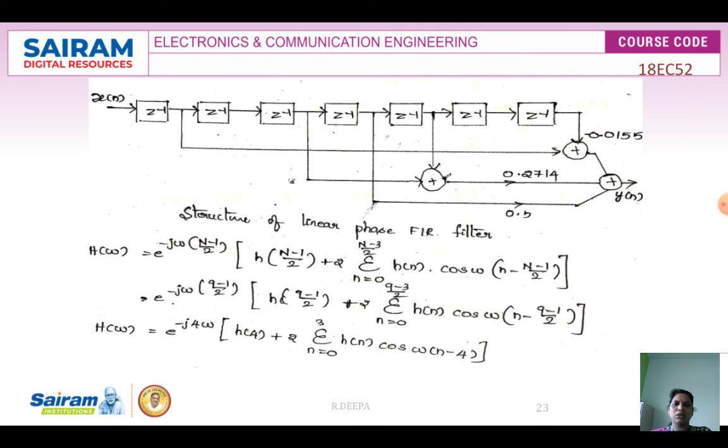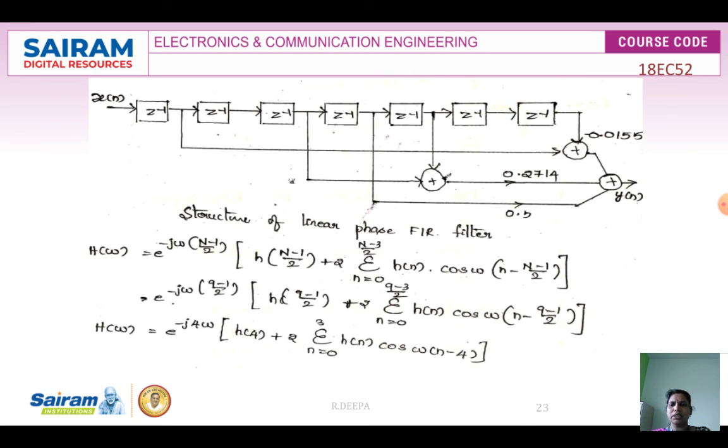So this is what I have drawn, the linear phase FIR structure, and already I have taught you how to draw the linear phase FIR structure. Once the structure is drawn, you can calculate the next part. The next part is finding the frequency response.